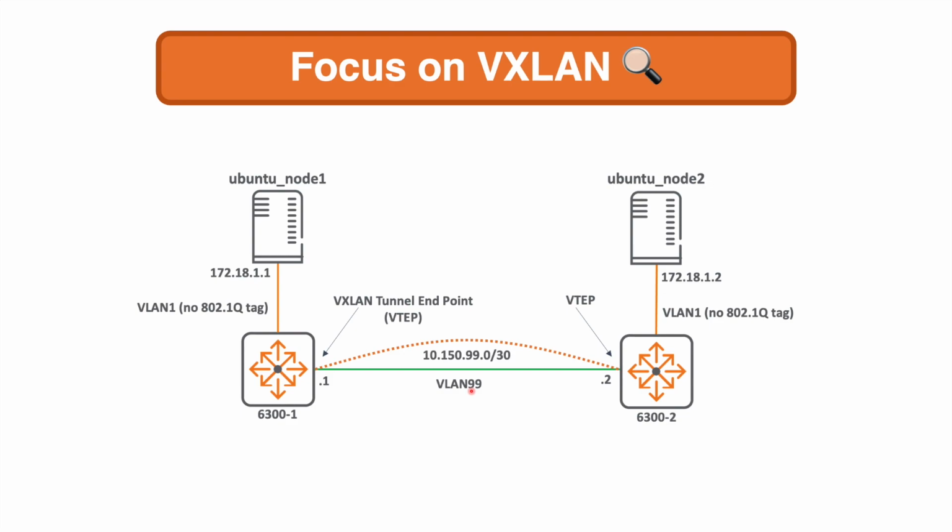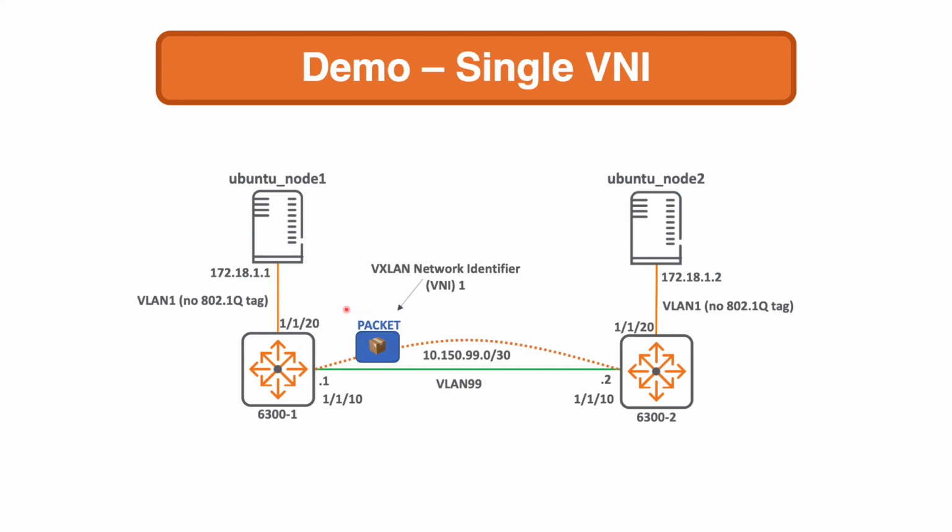Now, the other important point in this network is the fact that these segments here are untagged. So they're in VLAN 1 and they have no 802.1q tag against that traffic. And for the purposes of this demonstration, I'm going to start with the most basic, a single VNI. So I'm going to configure the VXLAN network identifier, the VNI, as 1. Let's dive in and get this configured.